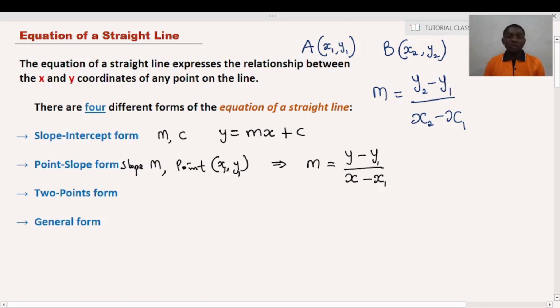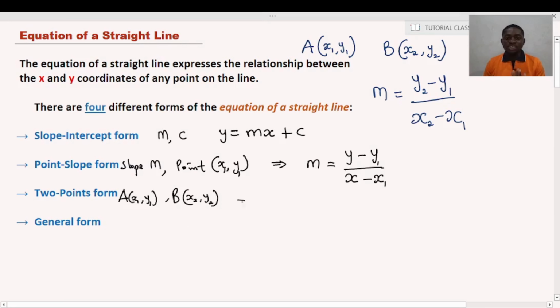The third one, when you are given 2 points, say point A is (x1, y1) and point B is (x2, y2). How then can you determine the equation of a line when you have 2 points?